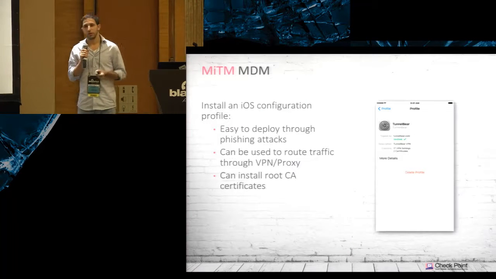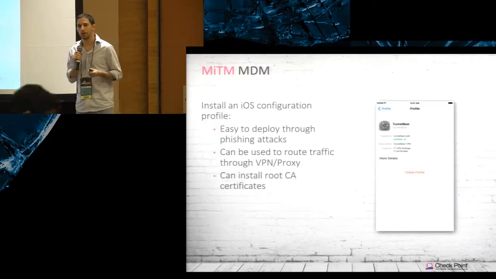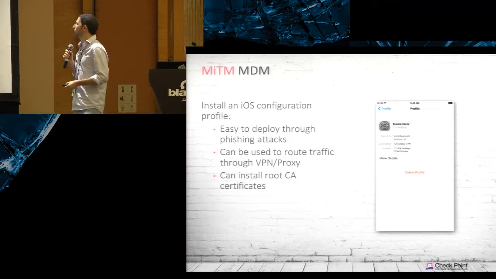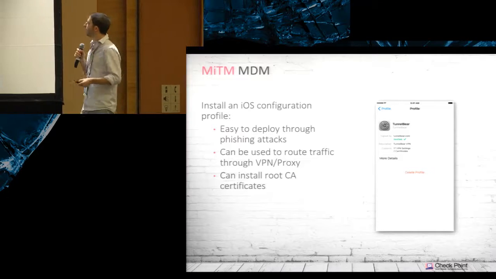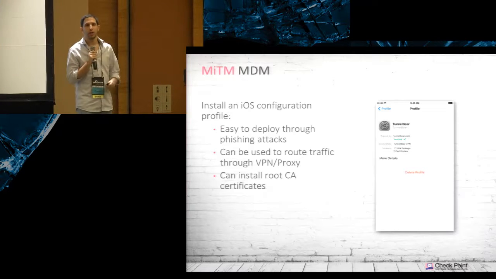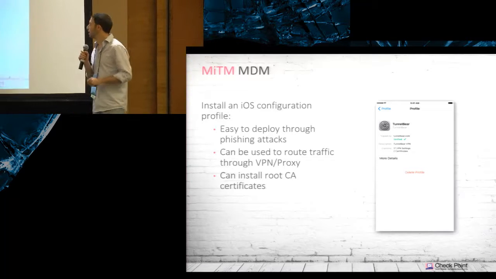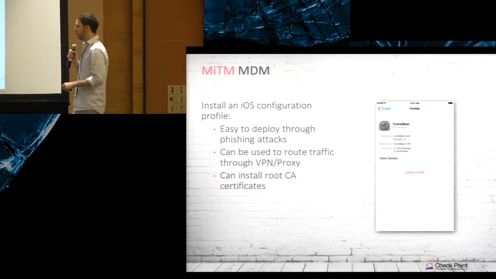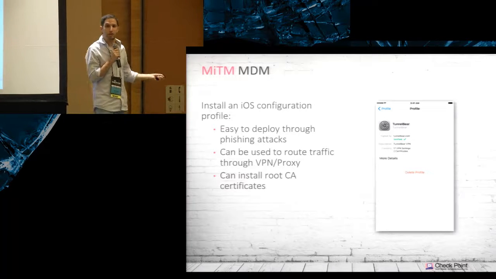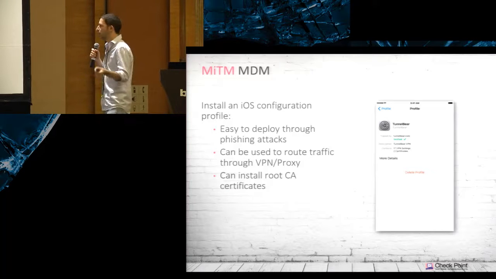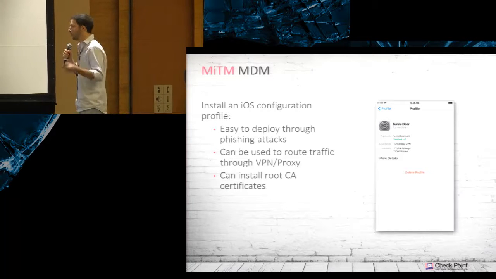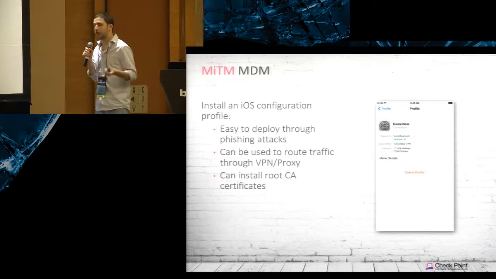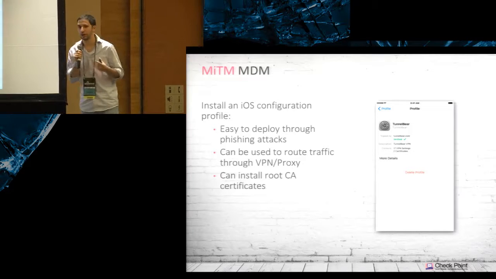So you're probably asking yourselves, how can an attacker initiate a man-in-the-middle attack on the MDM? That's a good question. He can use something called an iOS configuration profile. An iOS configuration profile is basically an XML file which contains various settings. It can contain security settings, proxy settings, VPN settings, mobile carrier APN settings, and even a certificate inside the configuration profile.